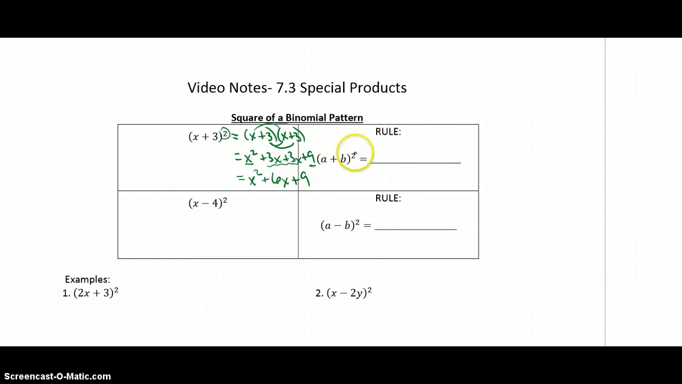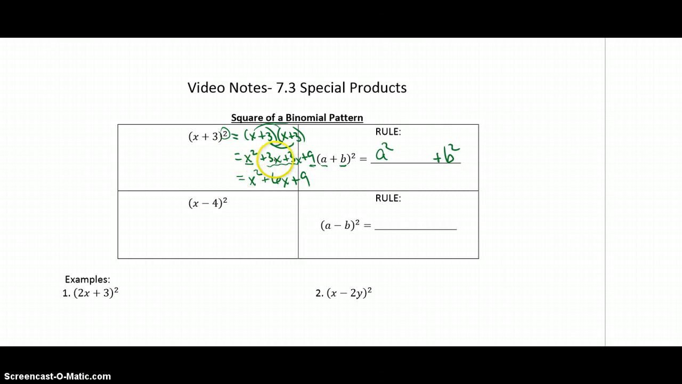If you have a binomial squared, all you have to do is take that first term, whether it's a or x or whatever it is, and we'll do that squared. So in our answer we had x squared. This would be a squared. The very last term for our example was 3. 3 squared is 9. So we're going to take b squared.